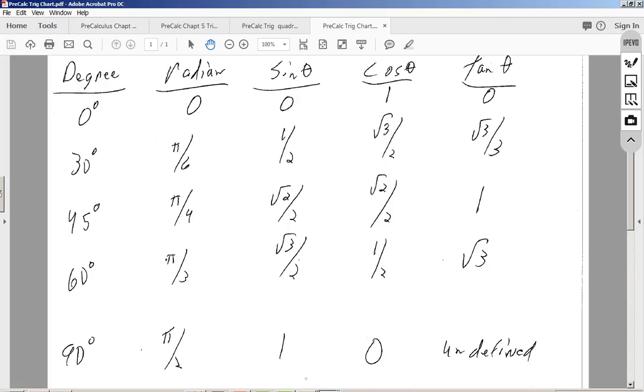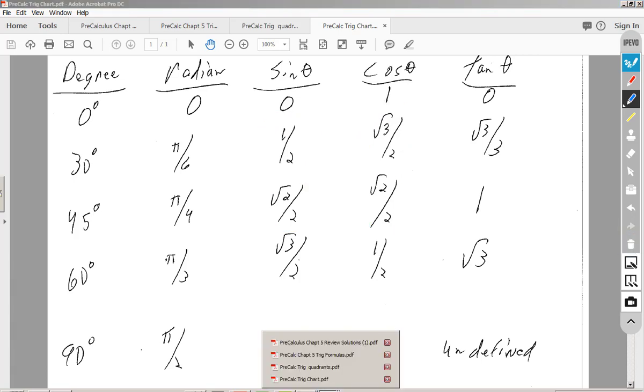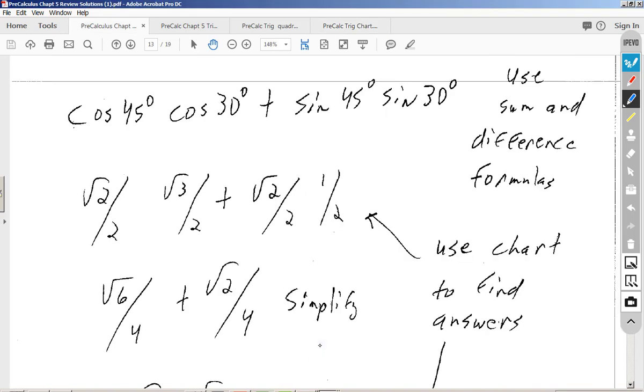So notice my first one was the cosine of 45. So here's my cosine of 45 right here. Cosine of 30. And sine 45. And also sine 30. I'm going to use those numbers to substitute into my formulas right here. So back to your problem.